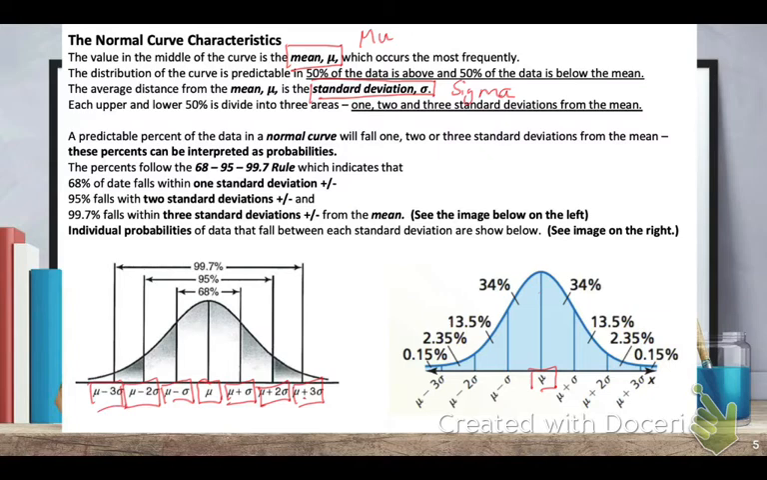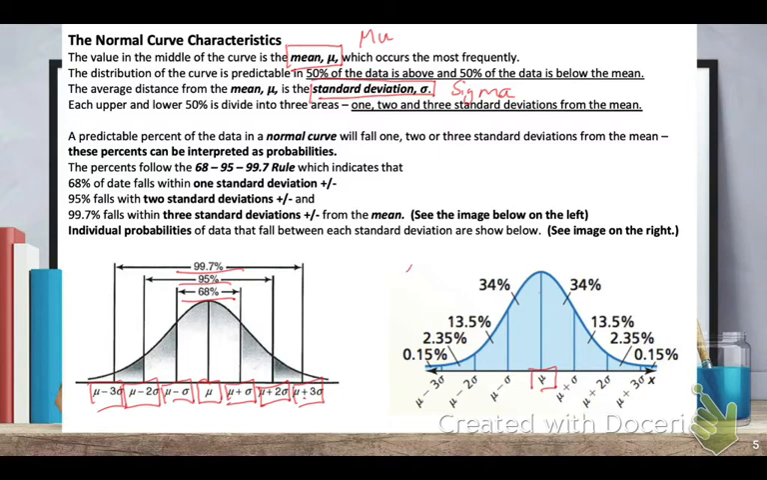A predictable percent of the data in a normal curve will fall within 1, 2, or 3 steps or standard deviations away from that middle or mean number. So they can be interpreted as follows. In a normal distribution, about 68% of the data values will be within 1 standard deviation of the mean. About 95% will be within 2 standard deviations, and about 99.7% will be within 3 steps or 3 standard deviations.